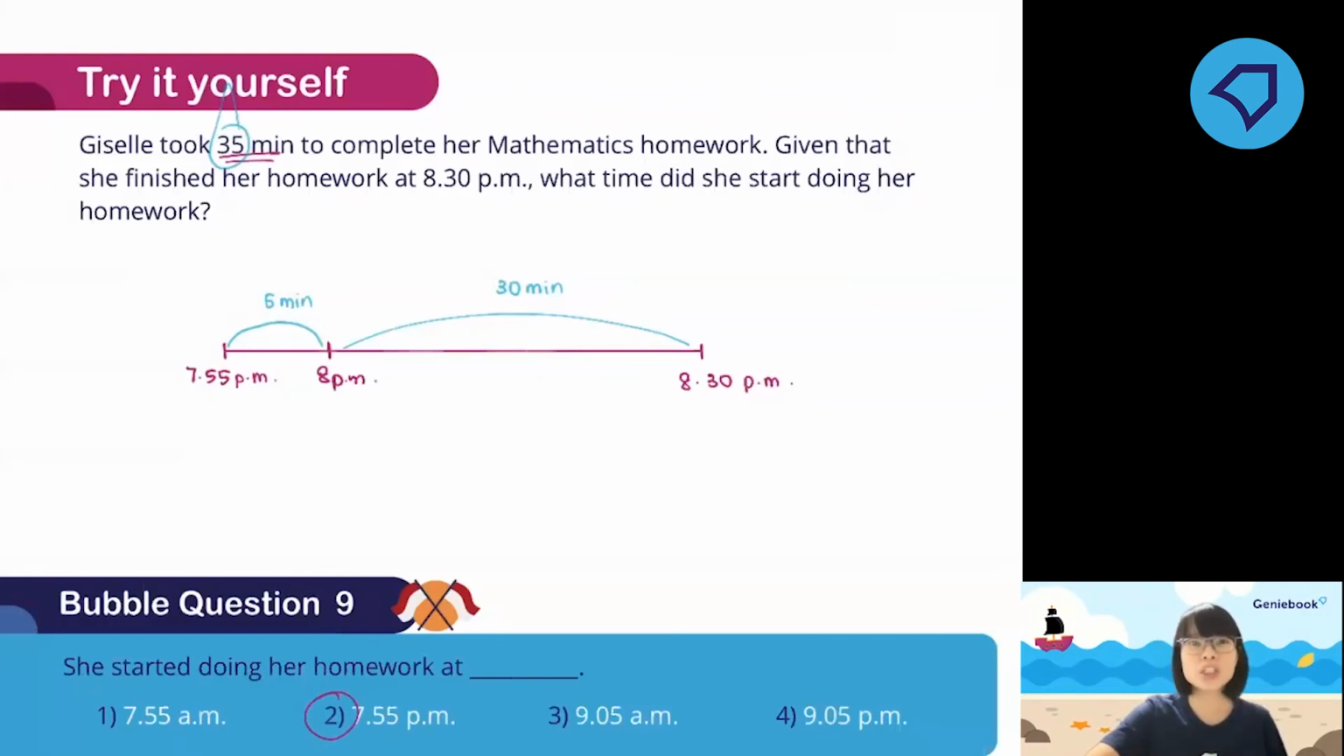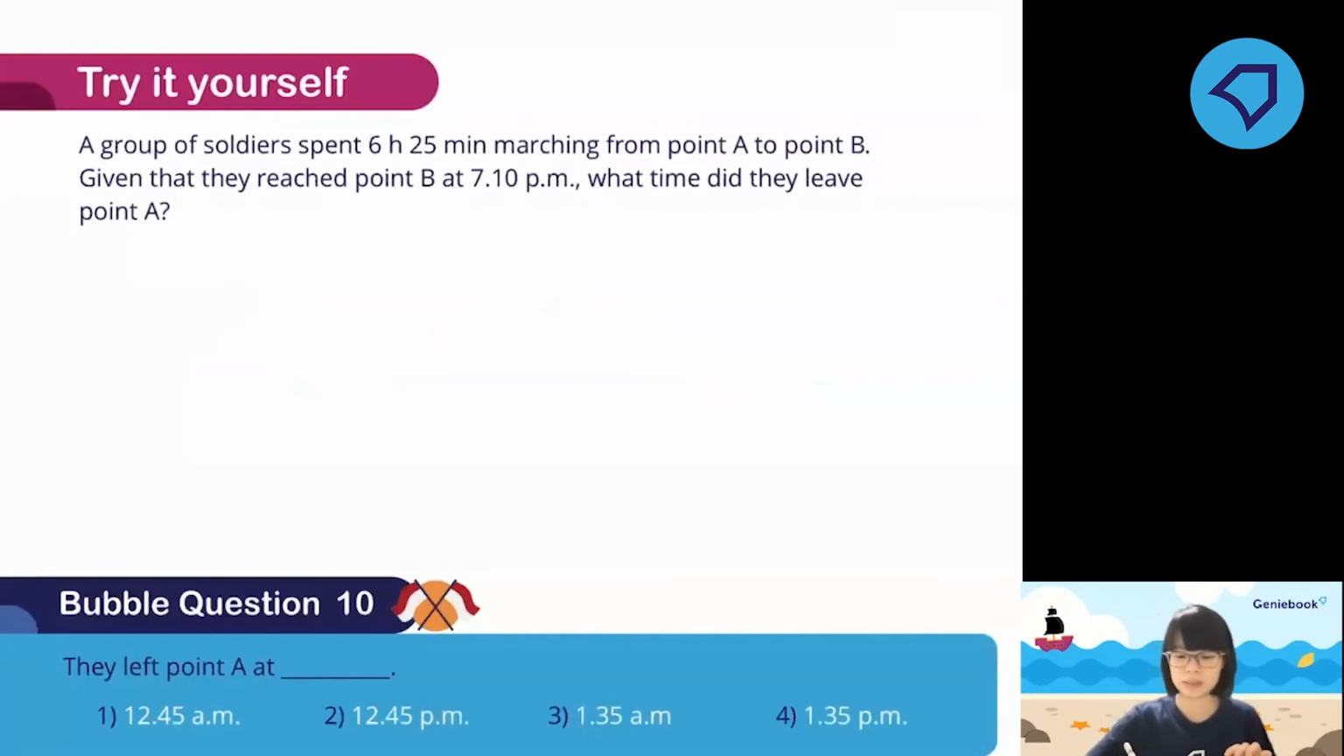Okay, we have one more question before we reach the challenge question. Are you ready? The next question is worth 15 bubbles. A group of soldiers spent 6 hours and 25 minutes marching from point A to point B. Given that they reached point B at 7:10 p.m., what time did they leave point A? 2 minutes. Options launching in 3, 2, 1.